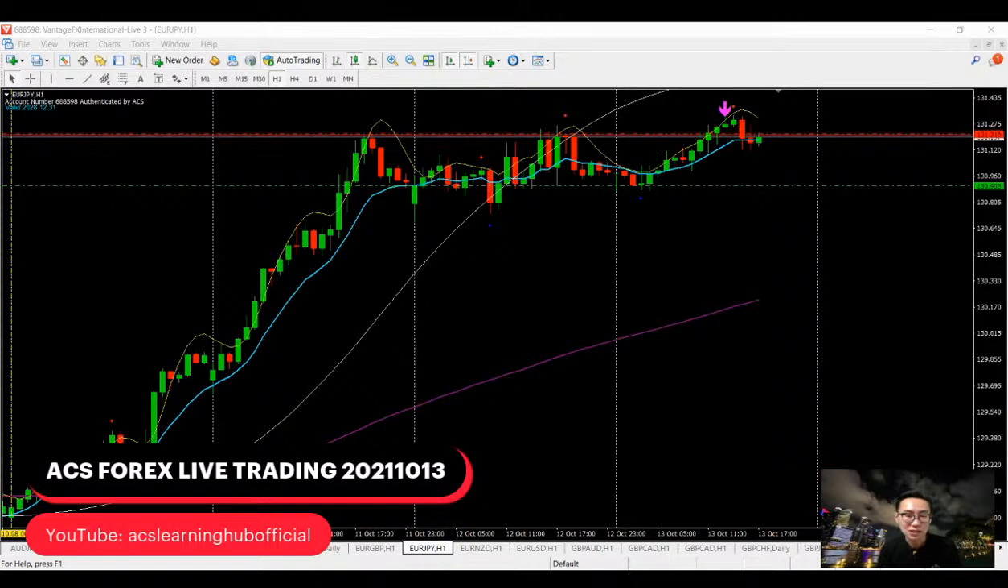So yes, tonight, if I'm going to trade, I will say that it's going to be very slow because the market is going to close very soon. The short resistance area, we are still in there.